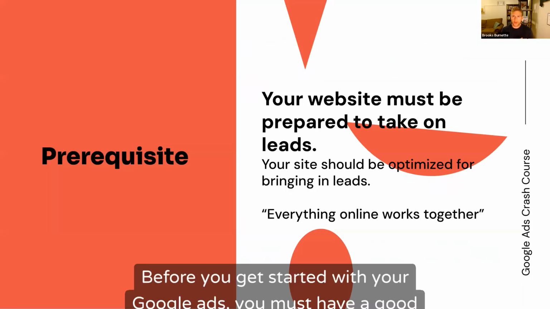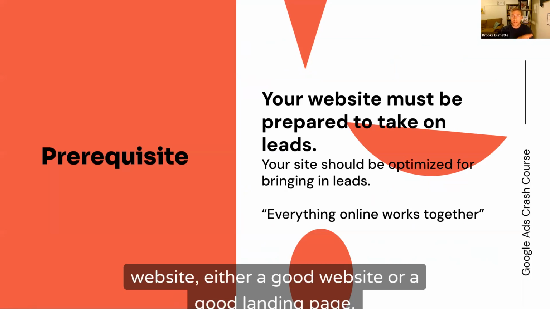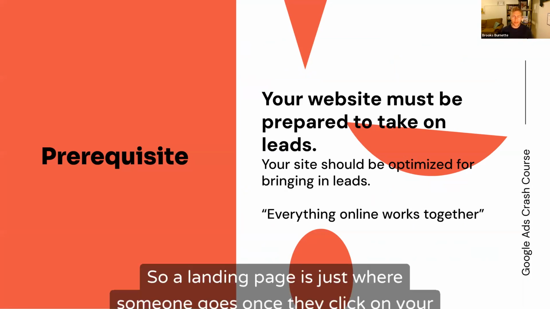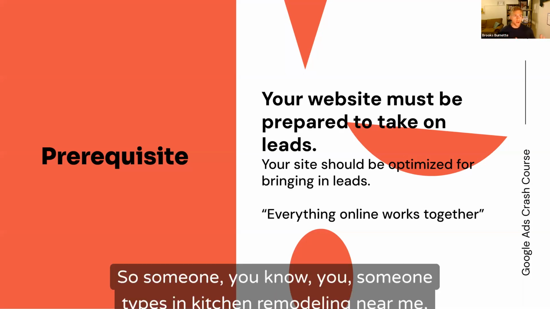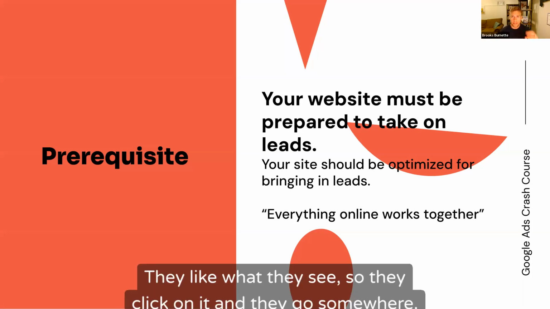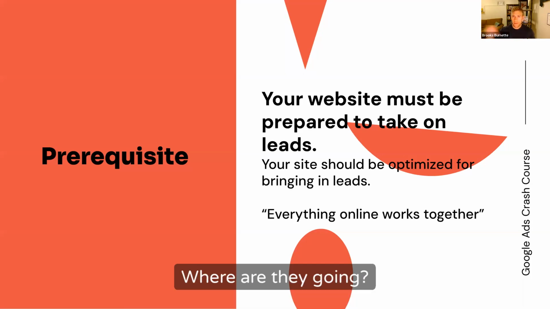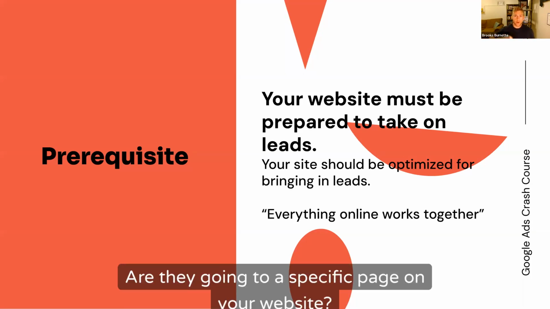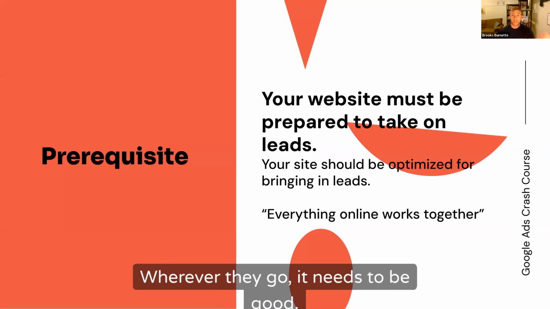A couple of prerequisites. Before you get started with Google Ads, you must have either a good website or a good landing page. A landing page is just where someone goes once they click on your ad. Someone types in kitchen remodeling near me, your ad pops up, they like what they see, and they click on it. Where are they going? To your website? To a specific page on your website? Wherever they go, it needs to be good.